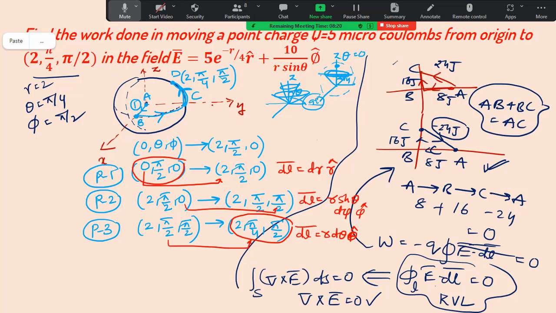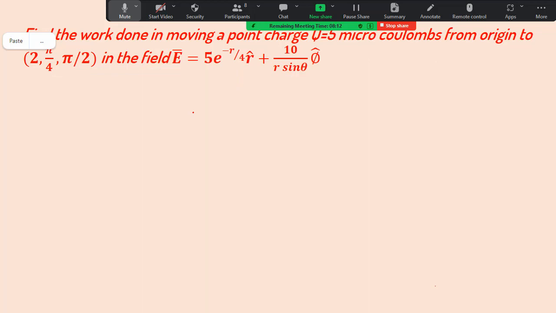In path 1, you can calculate E bar dot dl bar. In path 2, you can calculate. In path 3 also you can calculate. One by one we can do that. So I'm going further. Path 1 I'm doing here.